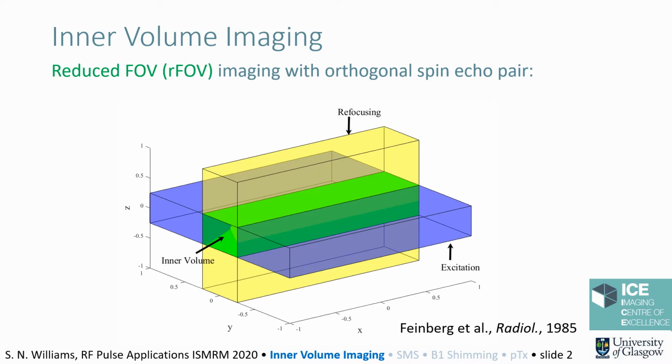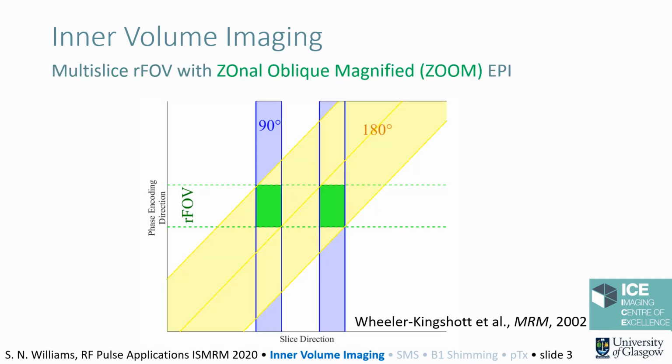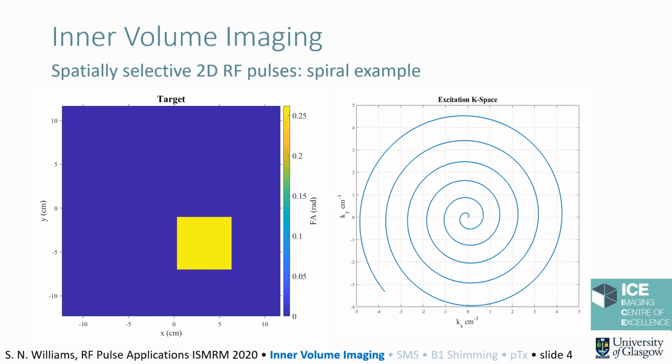One of the first examples was by David Feinberg for spin echo imaging. Here, a slice or slab selective excitation pulse was paired with a slice selective refocusing pulse that was applied orthogonally. Only the intersection of the two pulses generates a spin echo, forming a selected inner volume. This idea was later expanded to zonal oblique magnified, or zoom, where the refocusing pulse pair was applied at an acute angle to permit multislice acquisitions. This was first done with an EPI readout for mapping the apparent diffusion coefficient of the optical nerve.